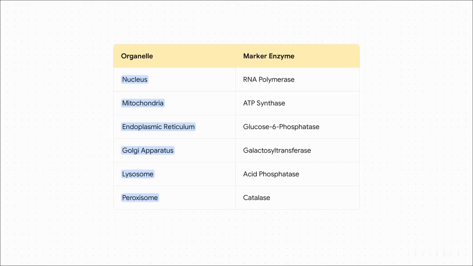So you might be wondering, how on earth do scientists even study one tiny part of this complicated city? Well, they use something called marker enzymes. Think of it like a city directory. Each district, each organelle, produces unique enzymes that act like a street sign. So if a scientist finds ATP synthase, they know, aha, I'm in the mitochondria. This is so important for studying diseases, because if one of those enzymes is missing, they know exactly which part of the city has a problem.